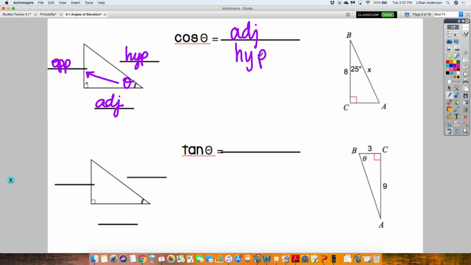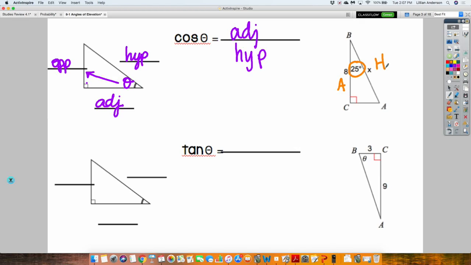Take a look here. You are given 25 degrees. You always use the angle that's given to you, never the 90-degree angle. That 8, what side is the 8? Is that my opposite, my adjacent, or my hypotenuse? It's my adjacent, because the x is across from the right angle. Is everybody understanding how we are labeling this triangle? So that's why we're going to use cosine here, because we have adjacent and hypotenuse. Even though we're looking for our hypotenuse, we still are going to use cosine.